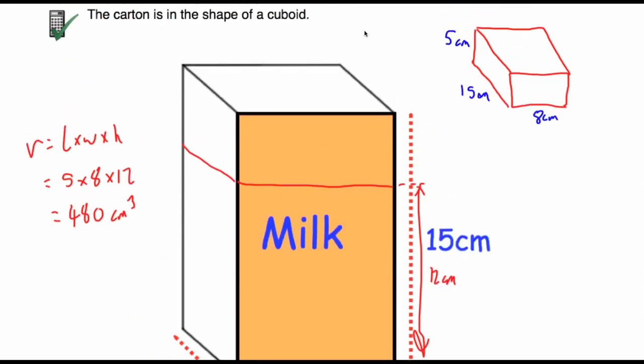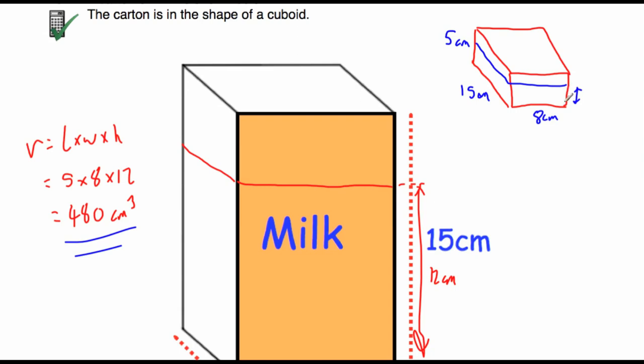Now remember that if you had milk in it, it wasn't full, so that means that it's not full now. So if we were to sketch the milk, it would look something like this, where it's still not full. But we do know that the volume of milk in the container is still the same. So the volume was 480. That means the volume of milk in this cuboid carton is still 480 centimetres cubed.